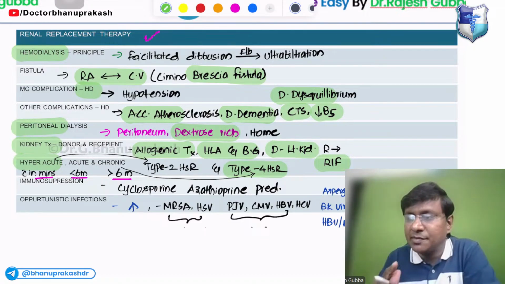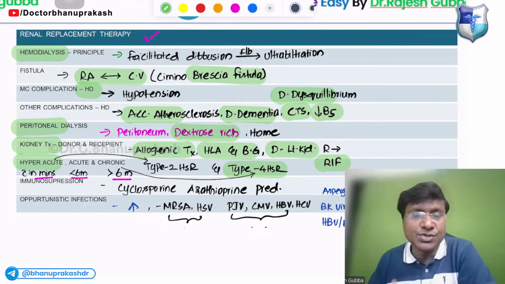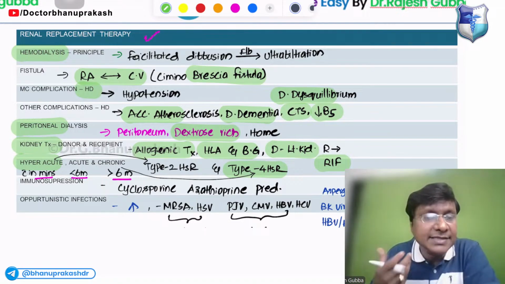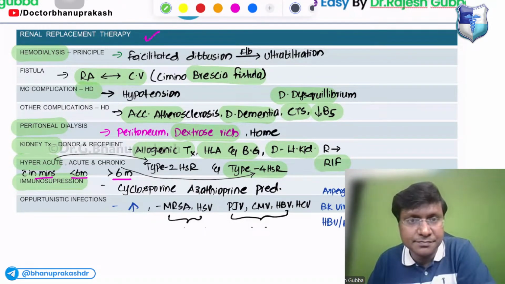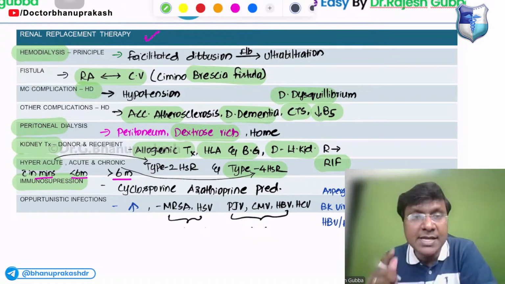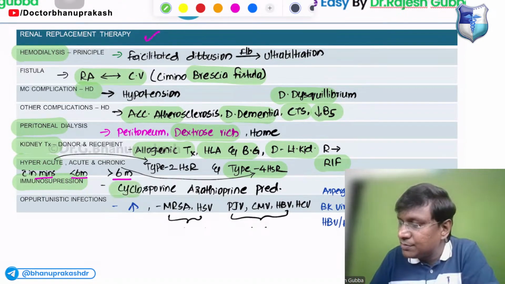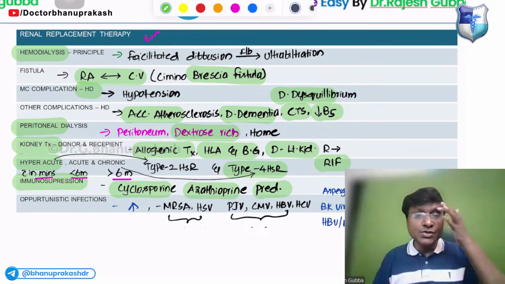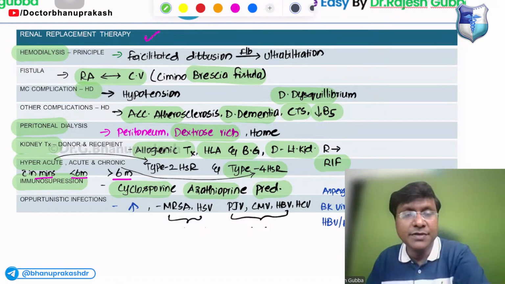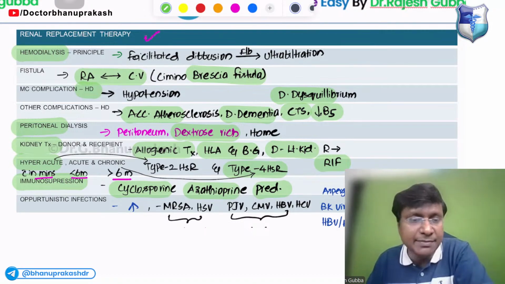The next important point is how you can handle the rejection. You have to give immunosuppression, and that immunosuppression is given with cyclosporin, azathioprine, and prednisolone. These are the three drugs that you have to give to prevent rejection.